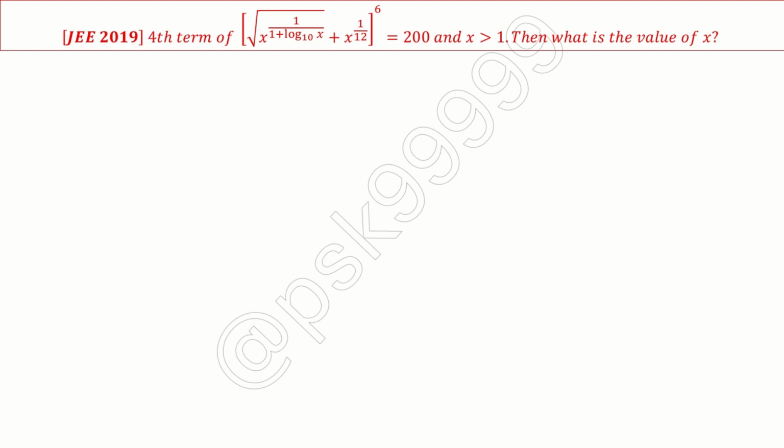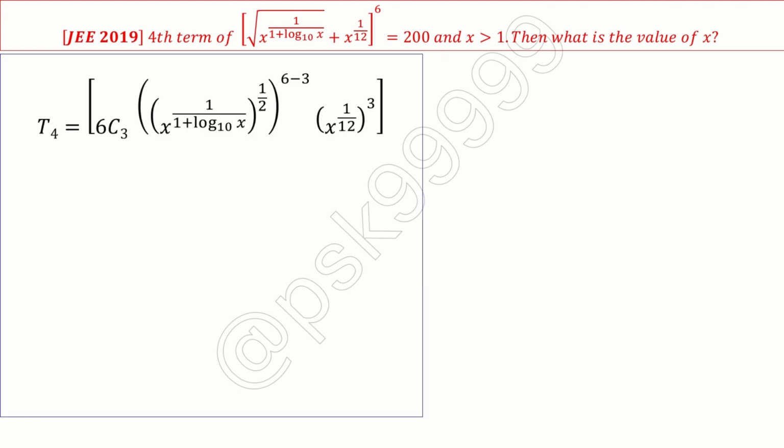The fourth term of the given expression is equal to 200 and x is greater than 1. Then what is the value of x? Okay, so this is simple. This looks like (a + b) to the power of 6 and we need the fourth term. Fourth term means T(r+1), r plus 1 is 4, so r is 3. So 6C3 is the coefficient. So T4 is nothing but 6C3.